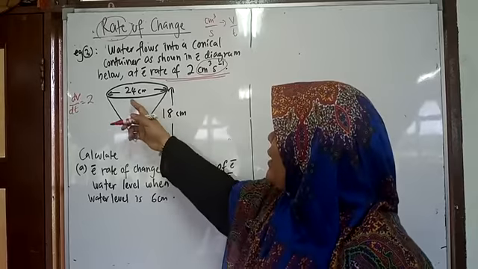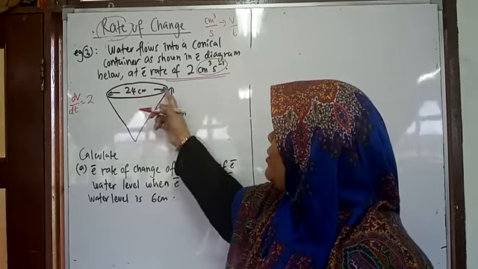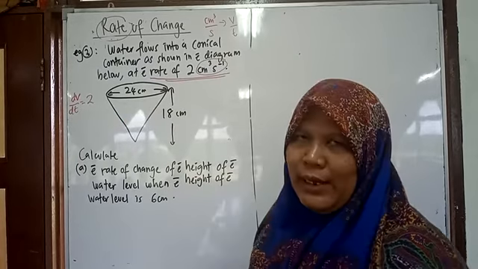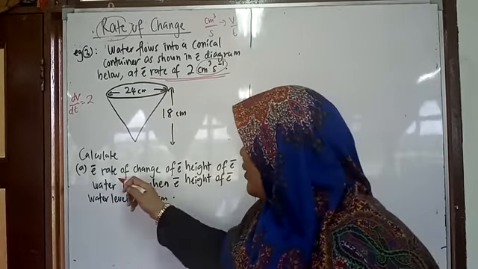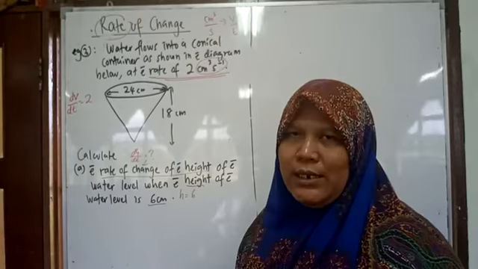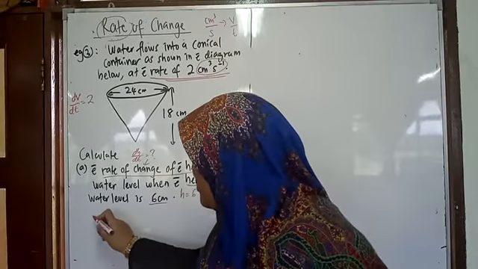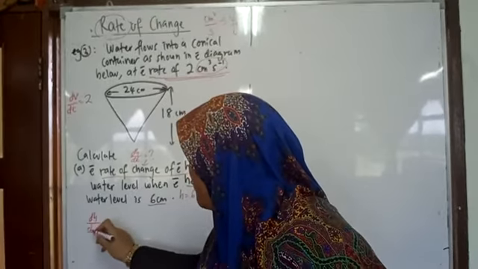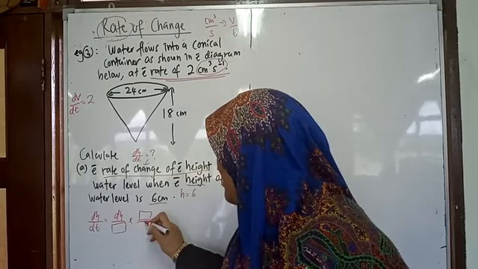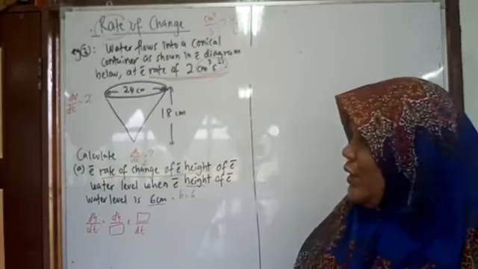From the diagram we see that the diameter of the cone is 24 and the height is 18 cm. Calculate the rate of change of the height. So this represents dh/dt equals what, when the height is 6. So we need to find dh/dt. Based on the chain rule, dh/dt is equal to dh over something times dV/dt. So we need to find this something.